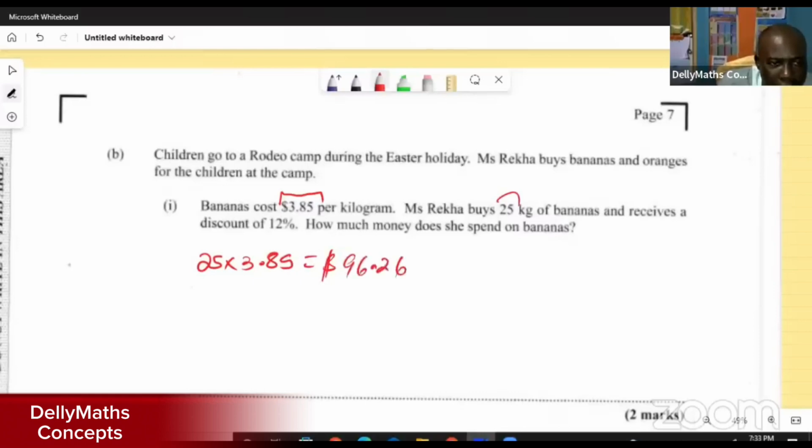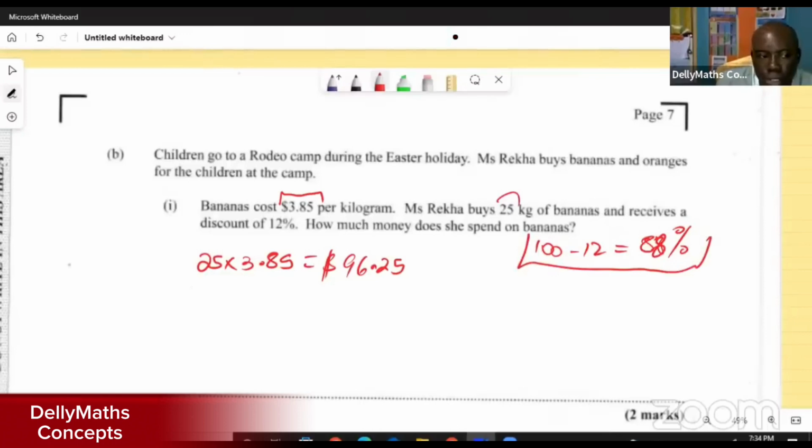So it's $96.25, not 26, don't watch that. 96.25. There is a 12% discount. So there are 2 approaches. If you get 12% discount, you actually will pay 88% for the thing, because 12% discount would have meant that it would have stepped down from 100% to 88. So if I find 88% of this, I will get the answer straight away. So I'm going to work it that way.